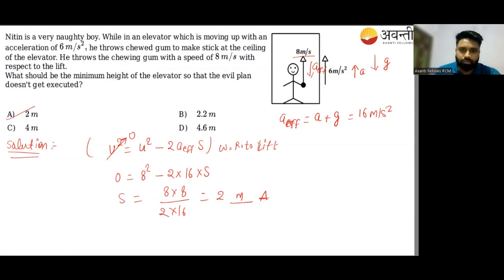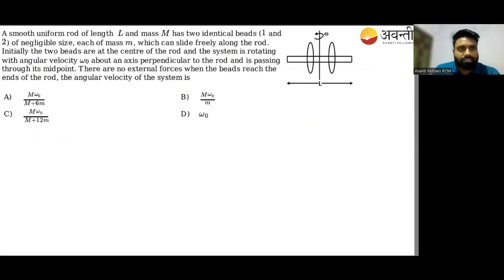Okay, I'll move on to the next question. A smooth uniform rod of length L and mass capital M has two identical beads, 1 and 2, of negligible size, each of mass m, which can slide freely along the rod. Initially, the two beads are at the center of the rod and the system is rotating with an angular speed of omega naught about an axis perpendicular to the rod, passing through the midpoint.